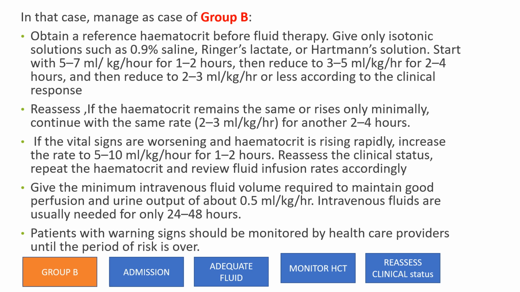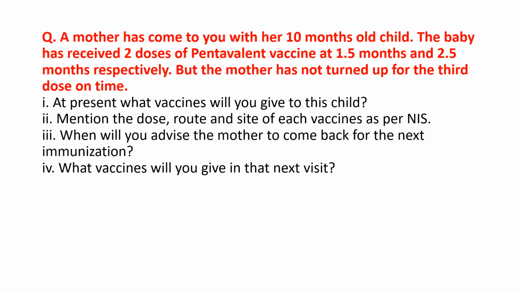So basically you have to mention in this card that the patient belongs to group A, mention the 4 must management steps, and also mention that if there is any warning sign, the patient has to be managed as per the management protocol of group B, that is we have to admit them as an inpatient and give them adequate fluid and monitor their hematocrit and keep on reassessing their clinical status for betterment or worsening.